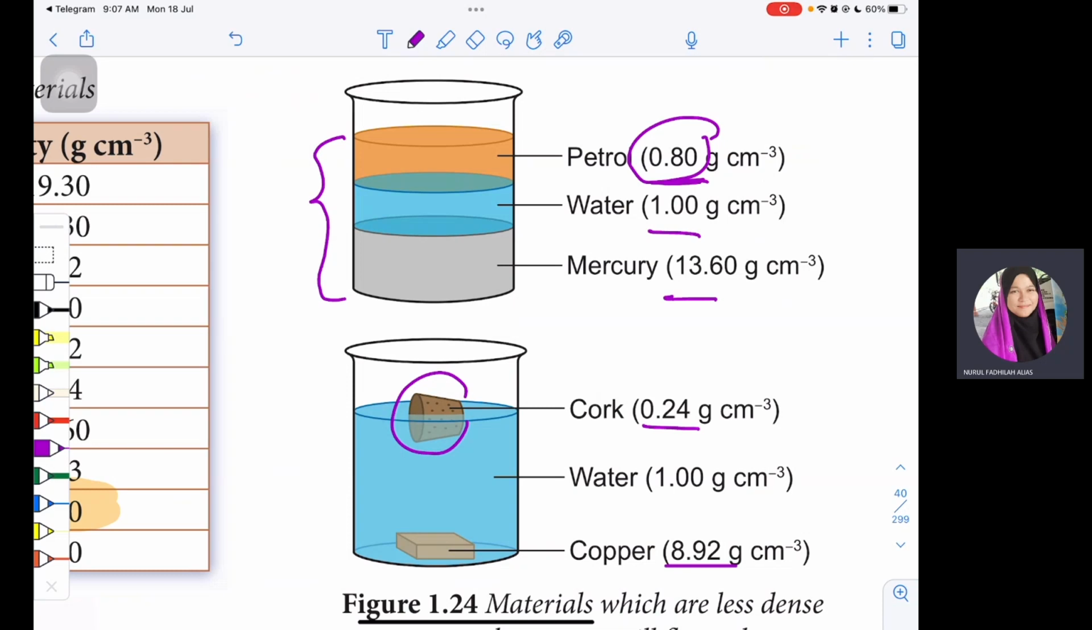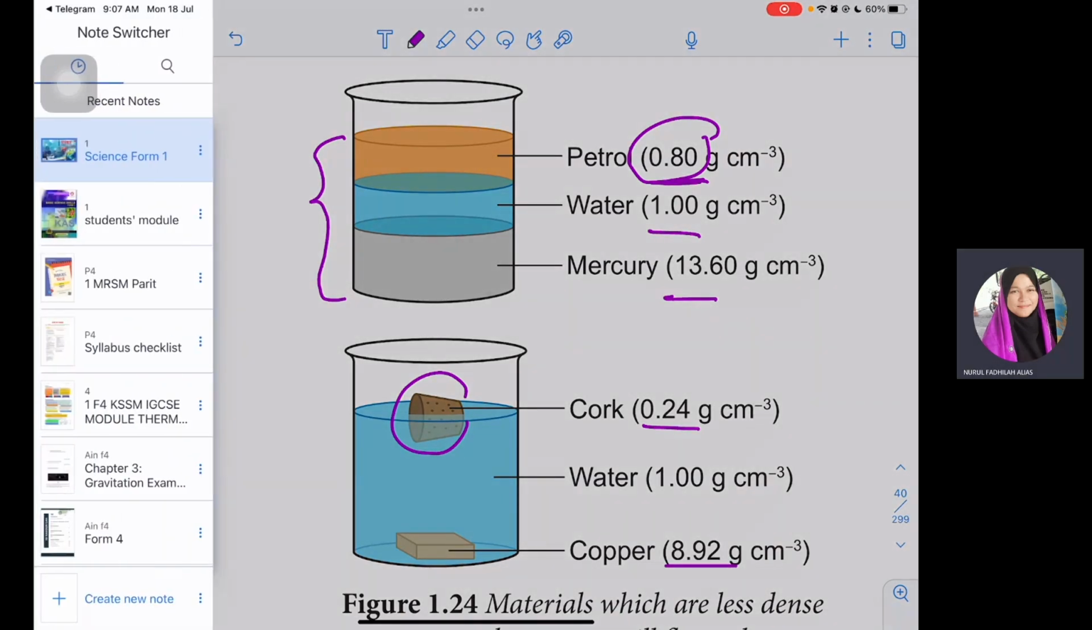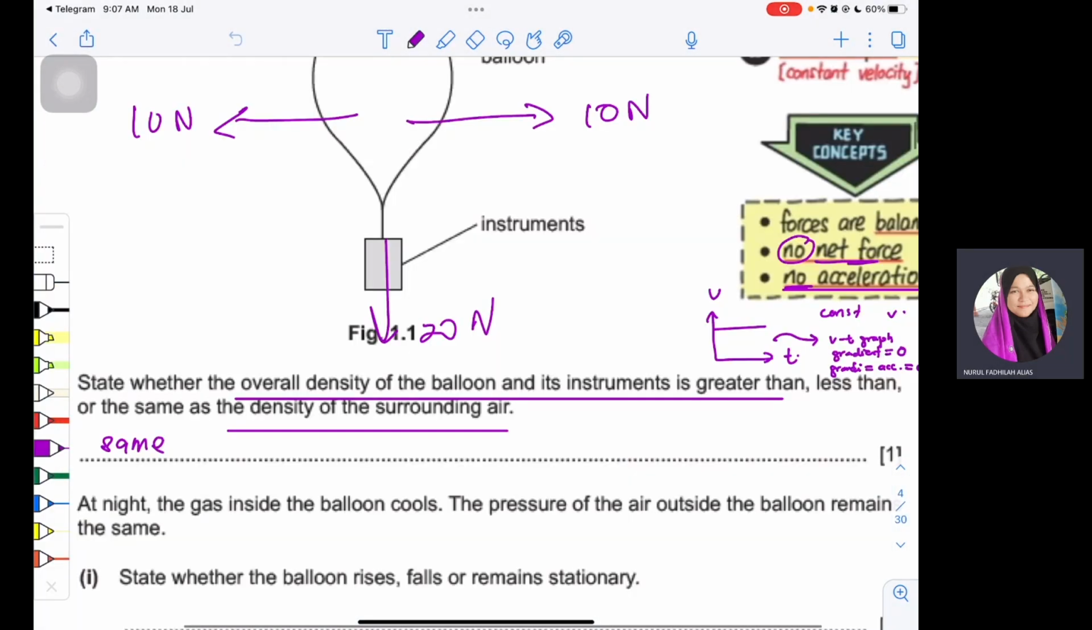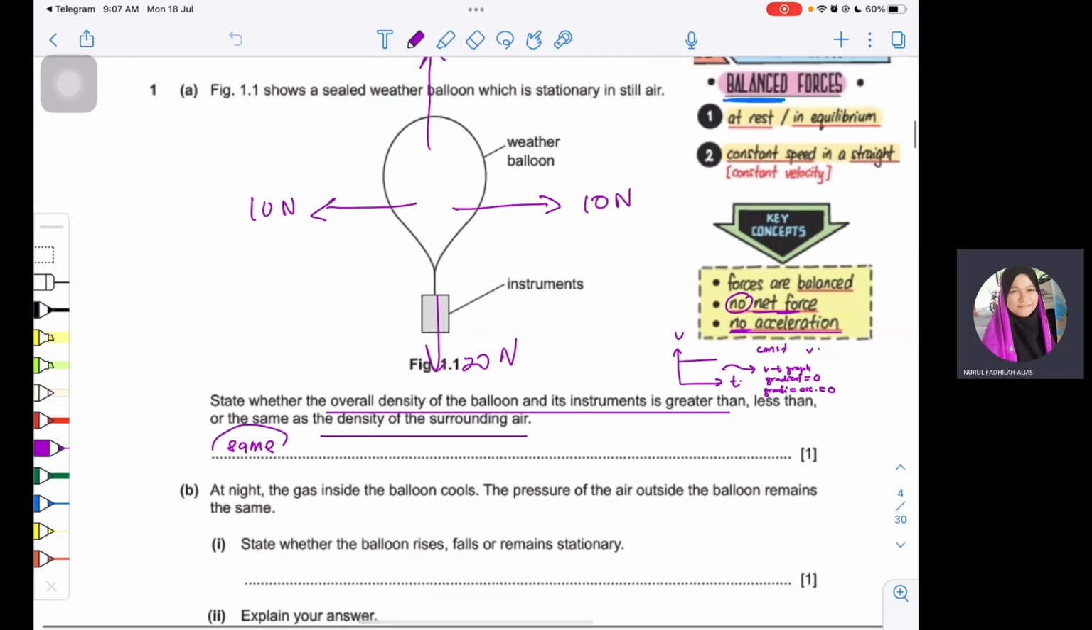So back to the question just now. Itu semua benda basic lah. So back to this question. So it must be the same. So that's why dia tak sinking ataupun the weather balloon dia tak turun ke bawah. It's not moving downward or it's not moving upwards. Dia dekat tengah-tengah. Alright. Next.